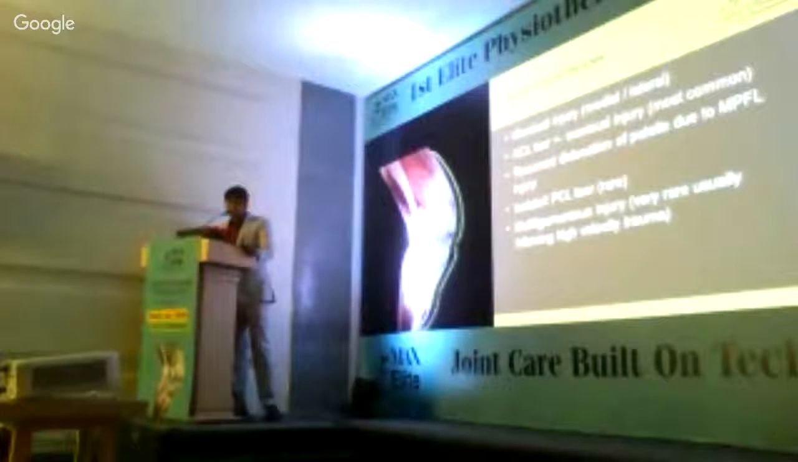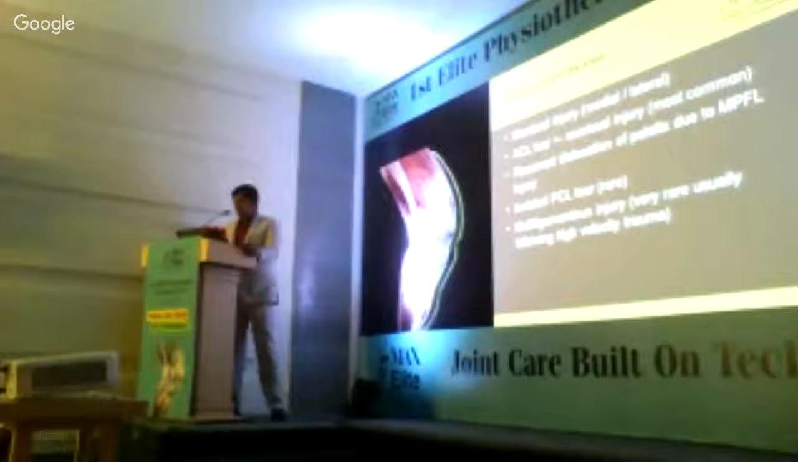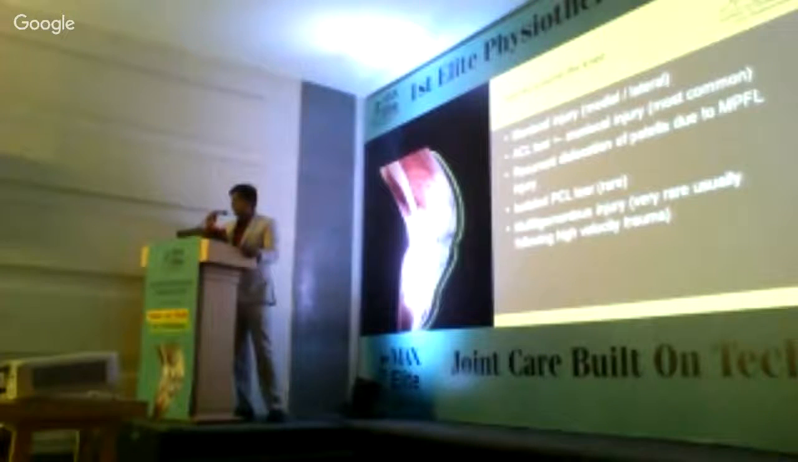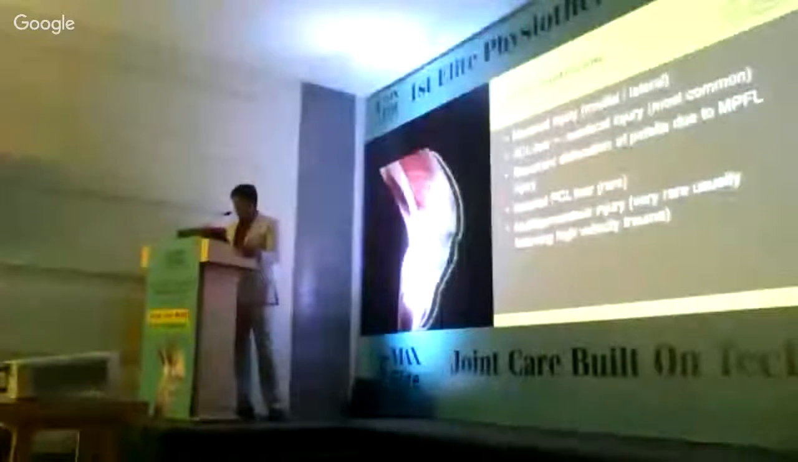Firstly, to start with knee injuries, the most common injuries are isolated meniscal injury, medial or lateral. The ACL, plus or minus meniscus injury, is the most common form of injury you see. Ligament injuries pertaining to MPFL tear, isolated PCL tear, and multi-ligament injuries are very rare.